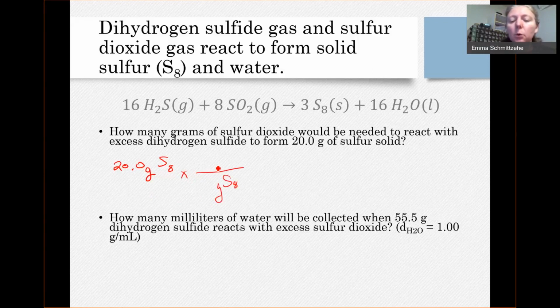And so we want to convert grams of S8 to moles of S8, okay? And so we need to take sulfur's molar mass, which should be 32.07 times 8. And so the molar mass of S8 would be 256.56 grams per 1 mole. So that's going to cancel my grams. That gives me moles. Now I can convert from moles of what I have, so moles of the S8, to moles of what I want to know about, which would be the SO2.